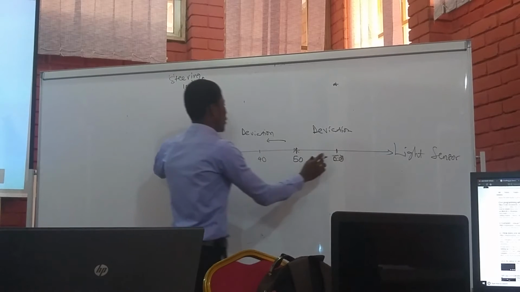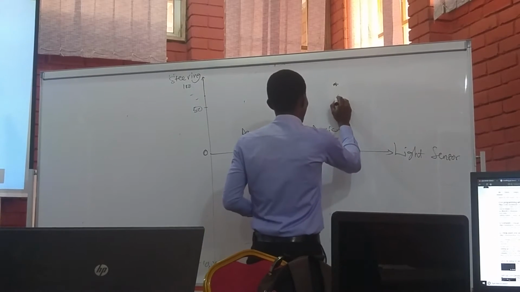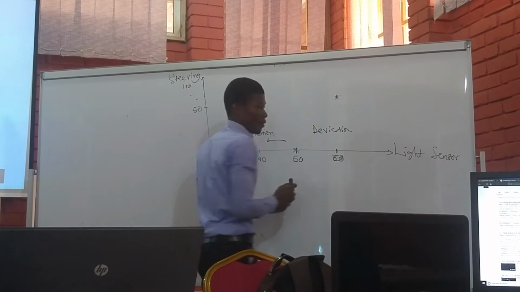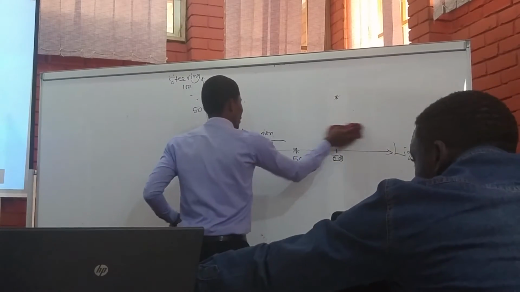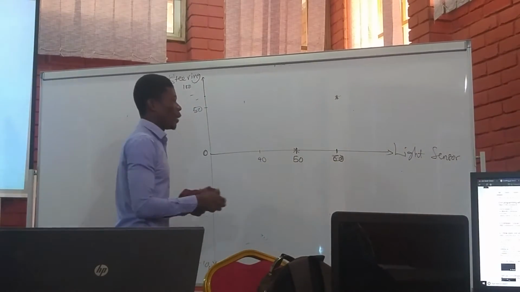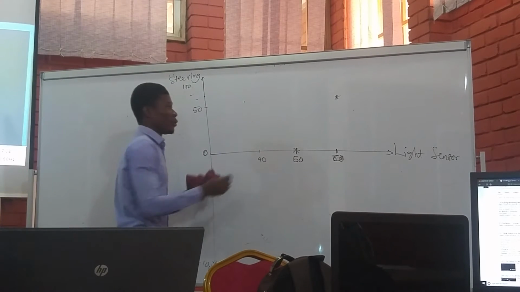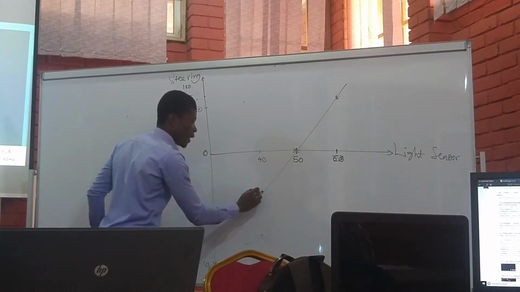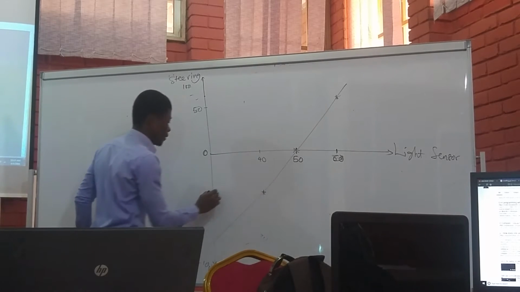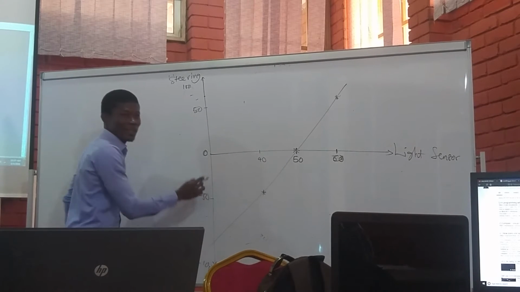Then it means we have another point here. And once we have that point, we can draw a straight line. So let me draw my straight line. Which means for a deviation of minus 10, we have a steering of what? Minus 50. This is a straight line.